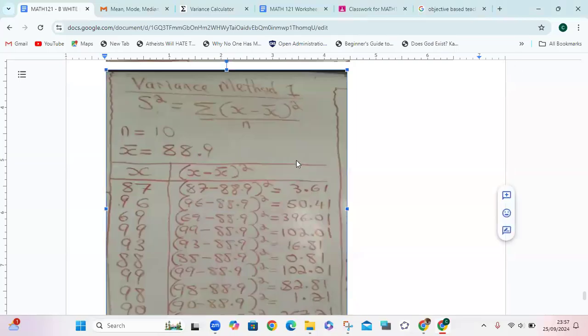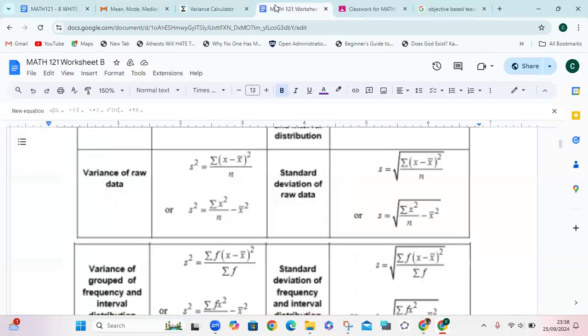So here's a demonstration of variance using method number 1. Here's the symbol. Variance is equal to the sum of all of this. We must complete that before we add. And what is that? We have to subtract the sample mean from each data value and square it. Do that for each one and then add it up. Now, this formula can also be found in the formula paper in the worksheet. Here it is, variance for raw data, method number 1.